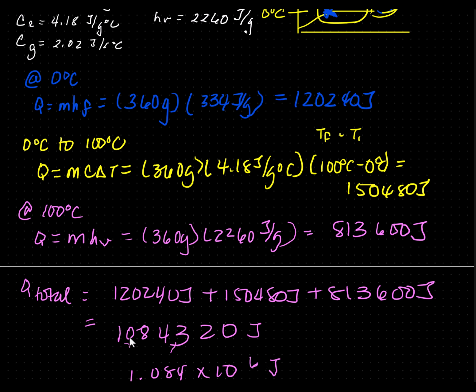So these are type 3 problems. It is one substance, and it goes through multiple changes. The easiest way to figure out how many equations to use is to draw your sketch. Every single time there's a slope change, it is a new equation because they have different constants. The specific heat constant and the heat of fusion and vaporization are different.